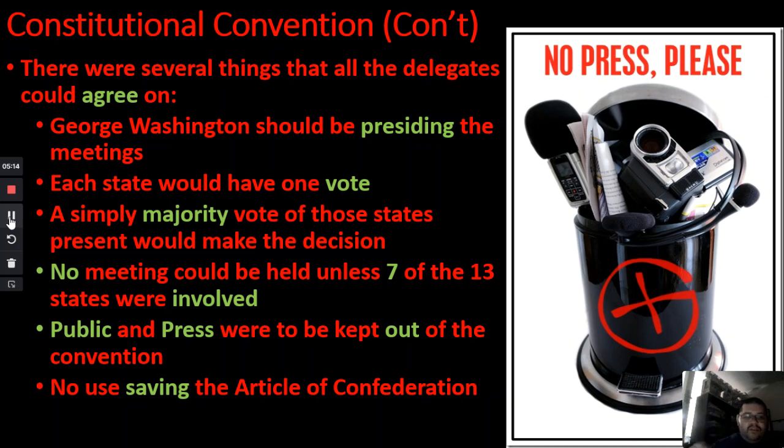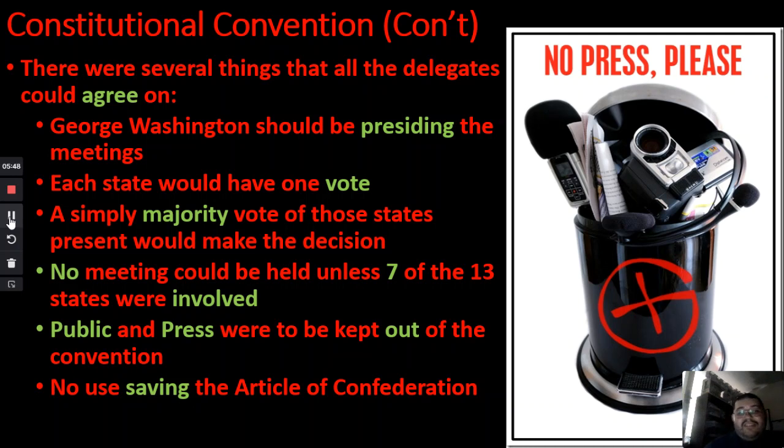Okay, this is an interesting one. No meeting could be held unless 7 of the 13 states were involved. So it has to be a majority of the states. So if there was a little group meeting on another side of the building, and there's only 4 of those states, they would tell Washington, "Hey, there's a little group meeting over here." And Washington would go, "Hey, guys, you know the rules. 7 states, you guys are only 4. Break it up."